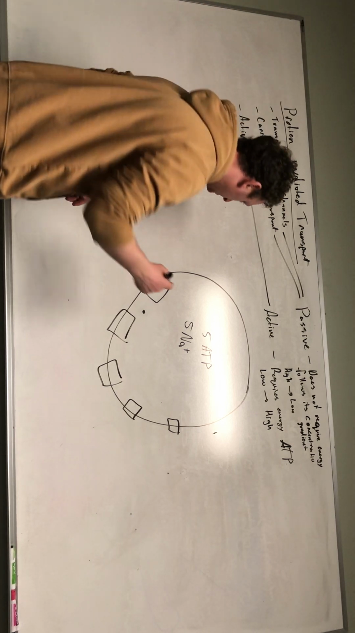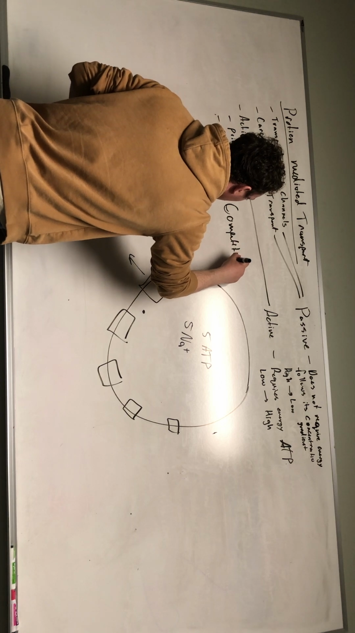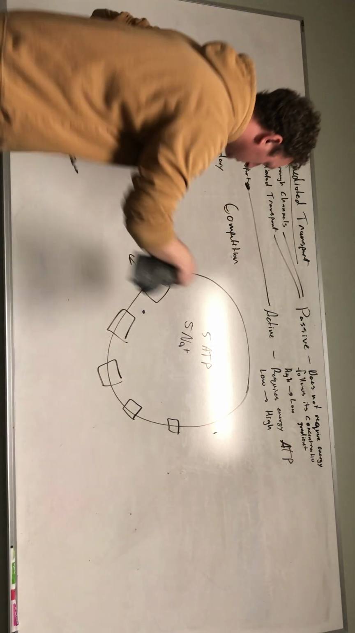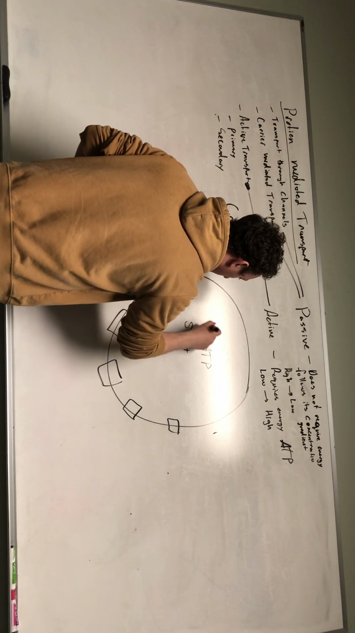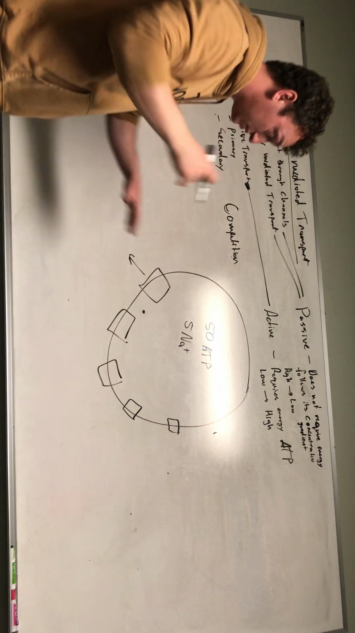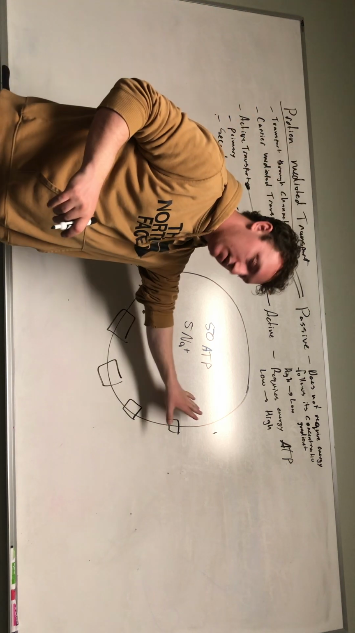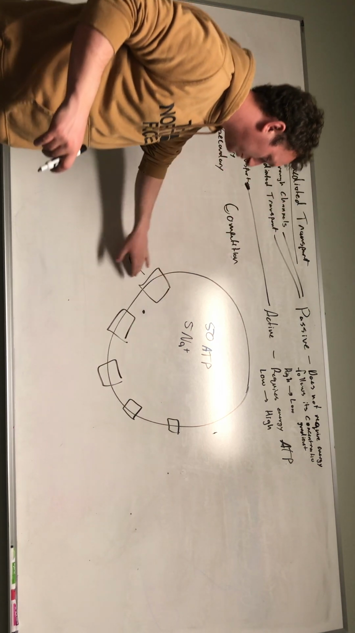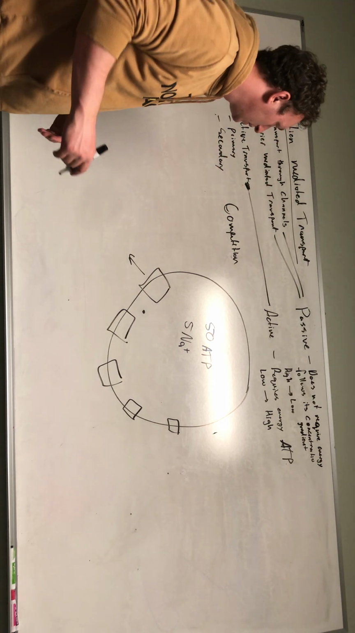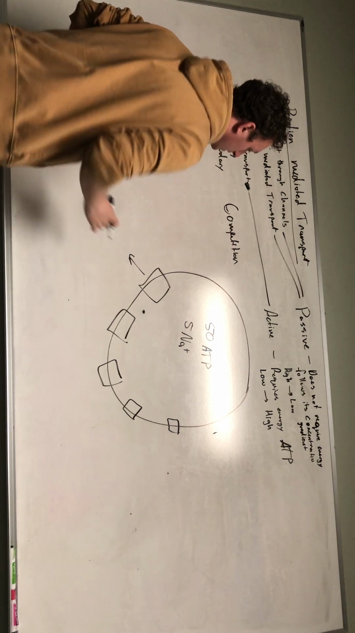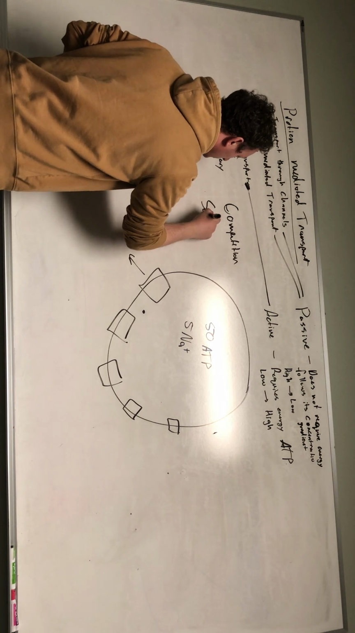But we have something called competition. What happens if there's only 5 sodium, but then you have 50 ATP? There's going to be so much ATP that essentially it gets in the way of these sodiums being able to bind here, so the rate at which sodium will come out will go down until there's nothing left.